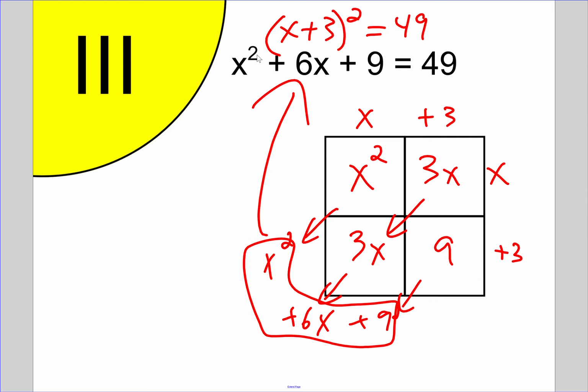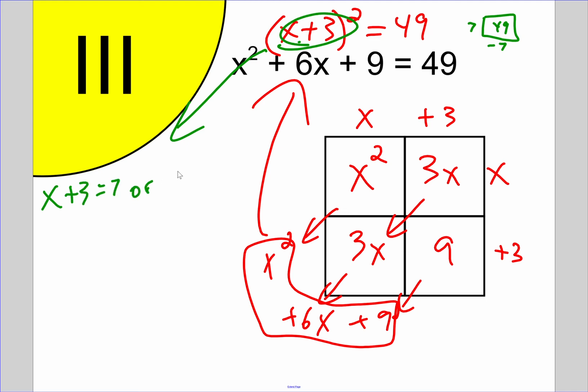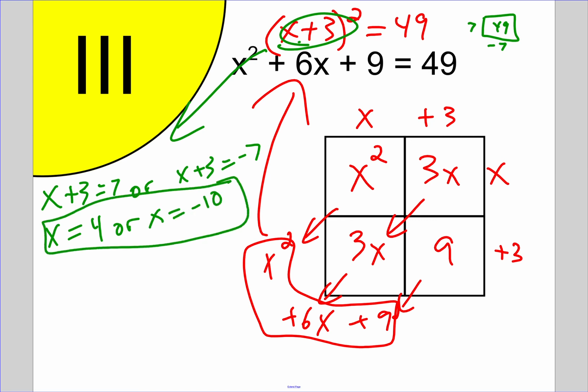So from here we can finish it up. If we wanted another square, it's got an area of 49, so that's side lengths of 7 and negative 7. We also know the side lengths are x plus 3, so x plus 3 is going to either be 7 or x plus 3 is going to be negative 7. Subtracting 3 from both sides, we get x equals 4 or x equals negative 10. You can check those and see what you get.